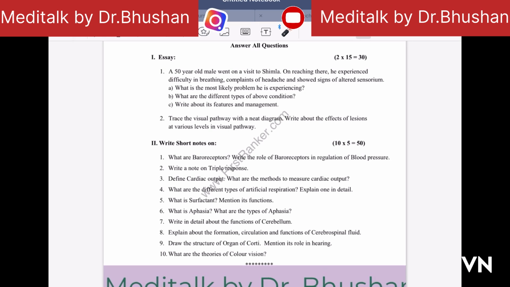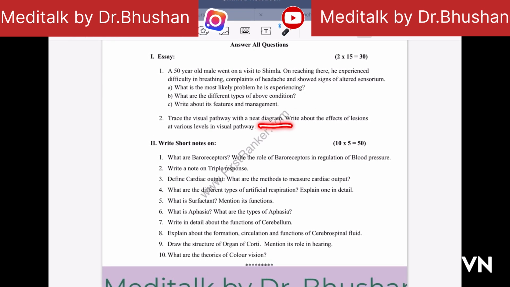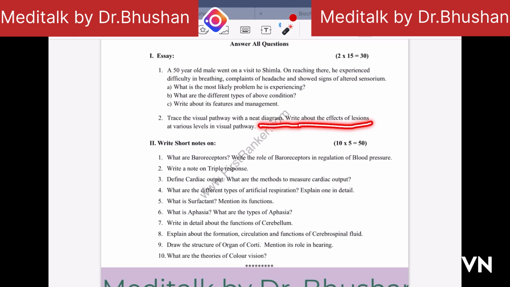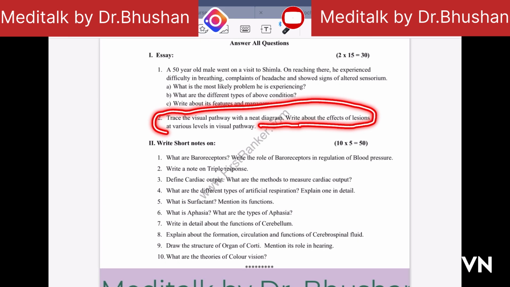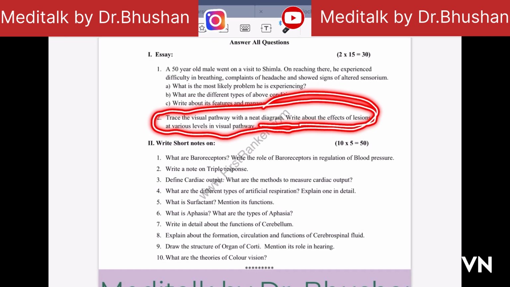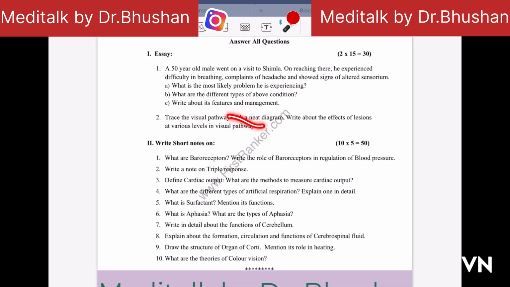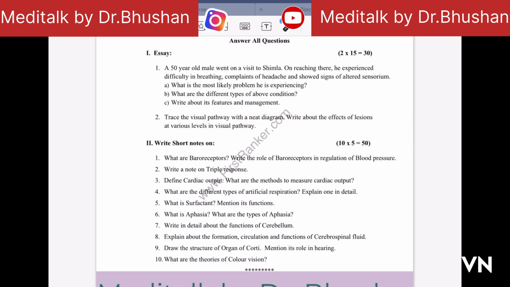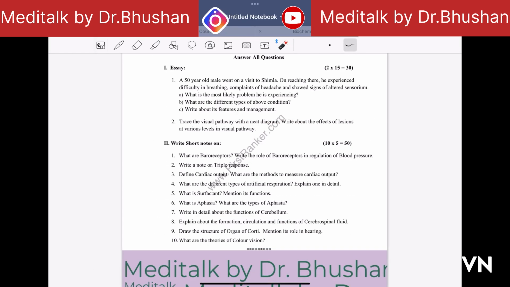And second, trace the visual pathway with a neat diagram. Write about the effect of lesions at various levels in the visual pathway. This is a repeated question. Guys, this is an important question. Make sure of them.